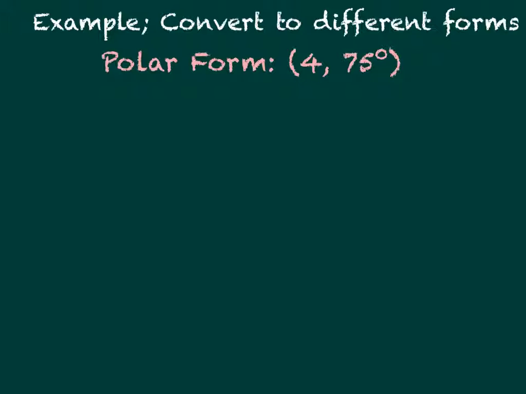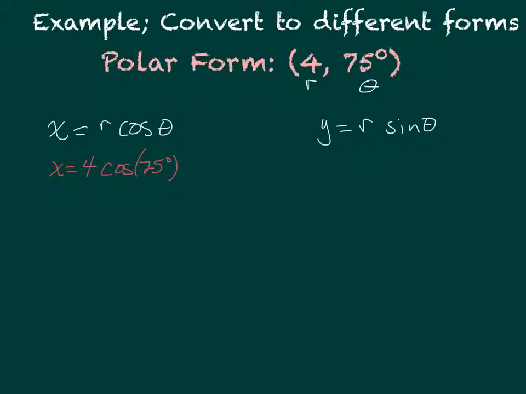And our last example here, we have the polar form of (4, 75 degrees). So that means that our r is the 4 and our theta is the 75 degrees. So I need to convert to x, y, x being r times the cosine of theta, and y being r times the sine of theta. So if I find my x, that would be x equals 4 times the cosine of 75 degrees. So that would be your exact answer.